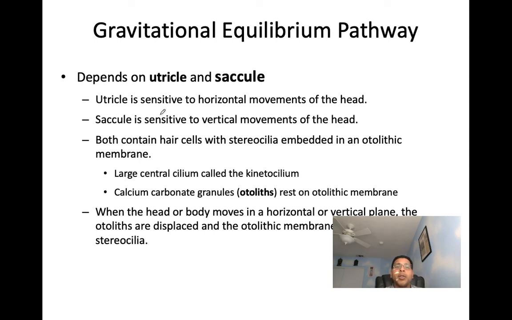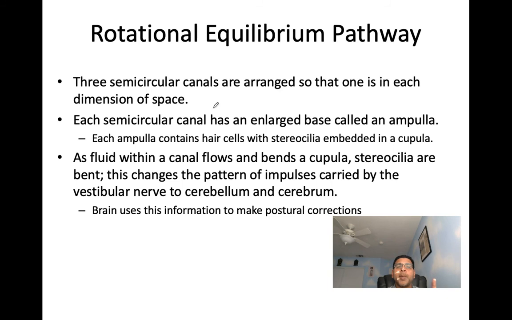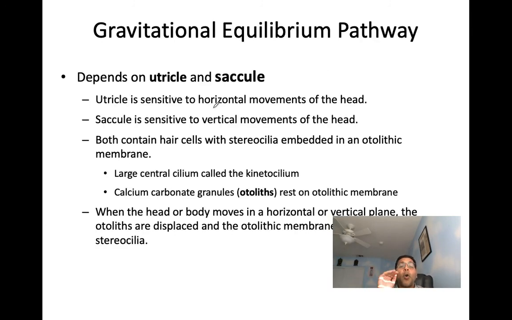Next, we have gravitational equilibrium. When we talk gravitational equilibrium, we'll see it's going to depend on the utricle and the saccule. The utricle and the saccule we're going to see are going to be found in relation to the vestibule now. So when we talk utricle, I want you to know the utricle is sensitive to horizontal movements of the head. So here with the semicircular canals, we talked about rotational movement, okay? Rotational movement, completely turning around. Here we're talking now horizontal movements, okay, and vertical movements, up and down.